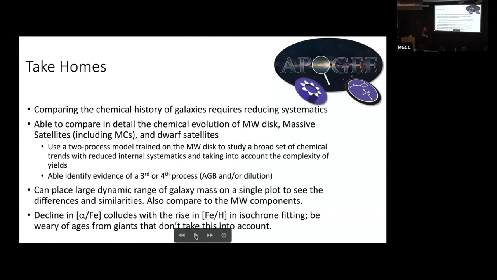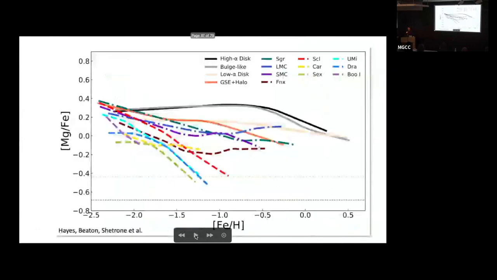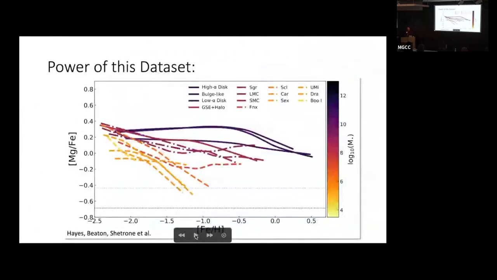Okay, thank you. Thank you very much, Rachel. That plot, the alpha iron playing with mass, like every time I see it, I'm just excited. So that's great. We have hands raised, questions. I'm gonna go here first.